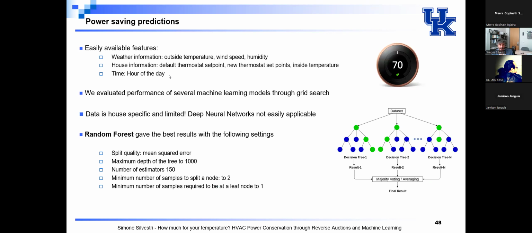It's nothing too fancy. Basically, we use some relatively easily available features, such as, for example, the weather information, the house information in terms of thermostat set point, the new set point, and the inside temperature, and what is the hour of the day. And here we just use a simple random forest that performs really well. Also considering the fact that here you're getting data from an individual house, and so you don't really have a lot of data to train a big, for example, deep neural network model as well.